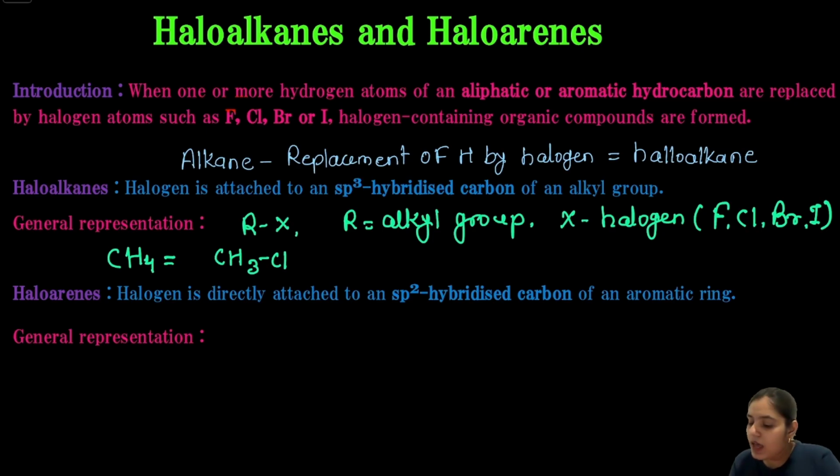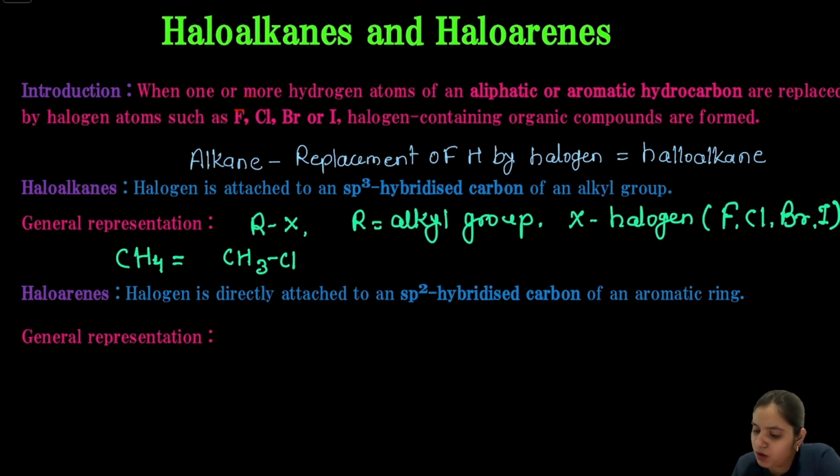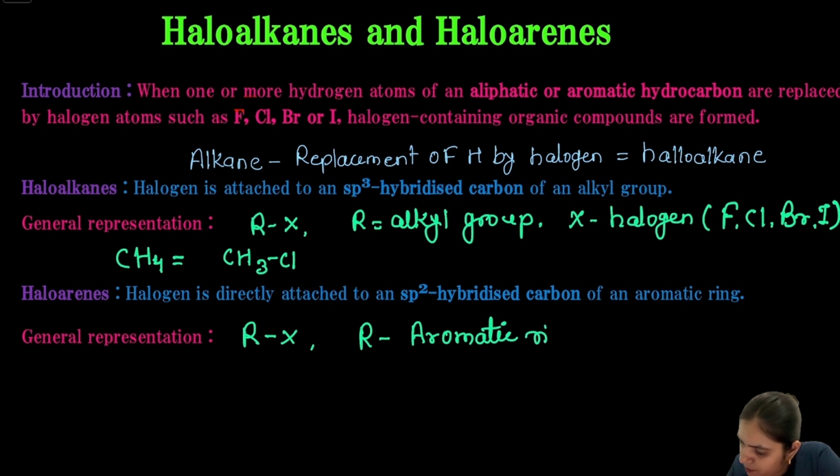Now let's look at haloarenes. Okay, so halogen is directly attached to an sp2 hybridized carbon of an aromatic ring. Okay, so haloarenes are aromatic compounds in which a halogen atom is directly attached to an aromatic ring. Okay, so the general representation of haloarene is RX, where R is aromatic ring. Okay, and X means halogen.